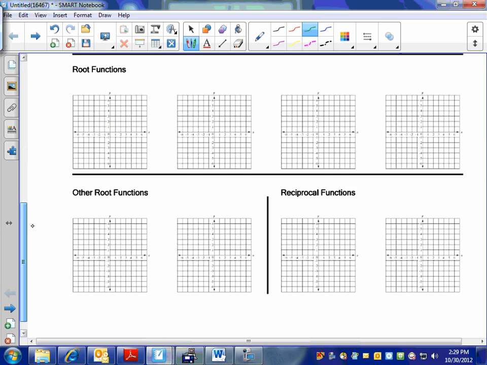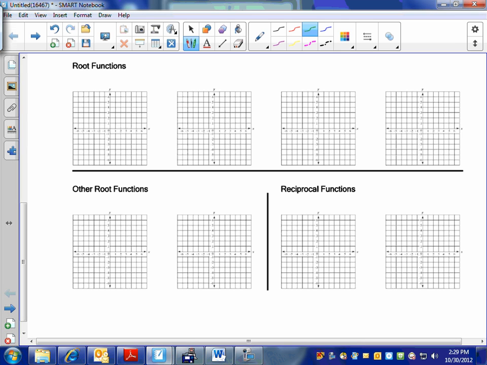Okay. Root functions. These are interesting. Well, all math is interesting, but Riz, you're really going to love these.